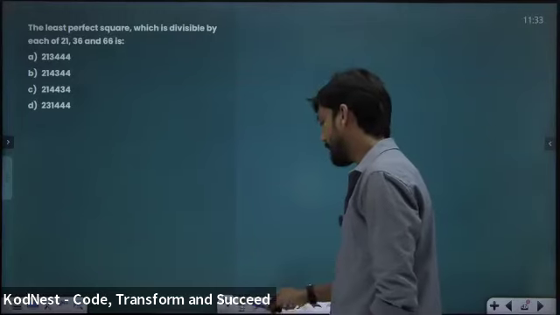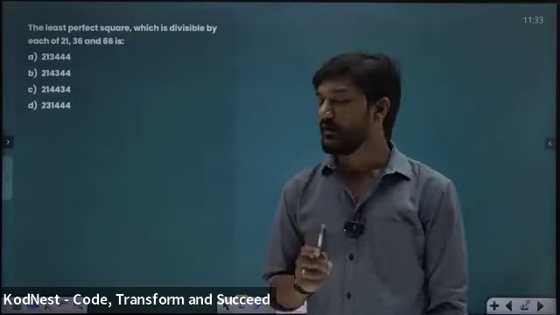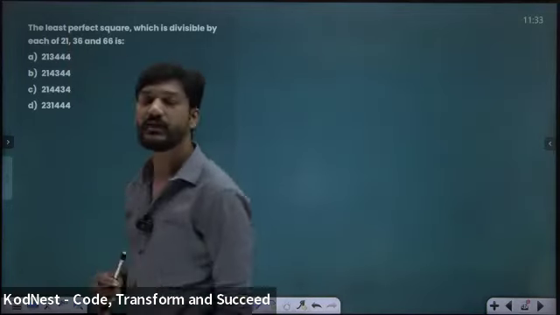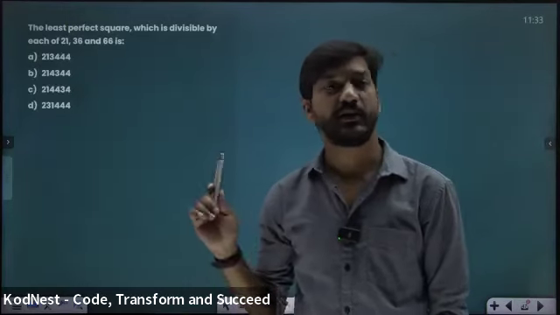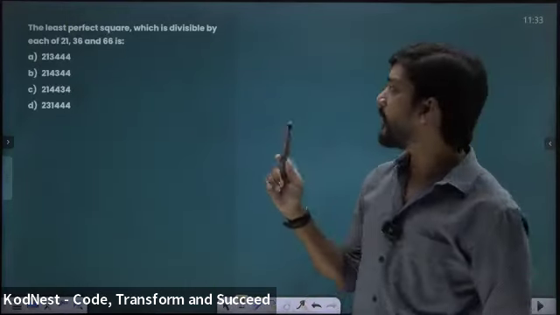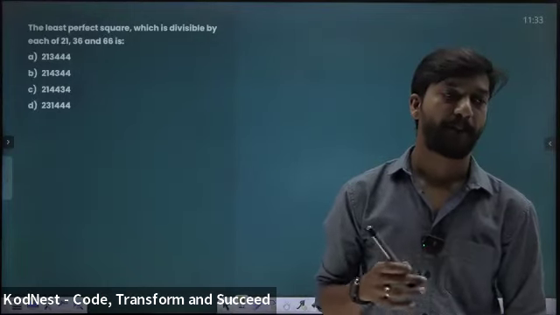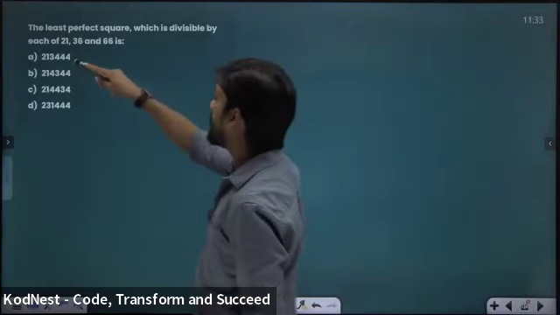Okay. So carefully answer. Will you divide these numbers by 21 and check? Would you divide by 21? Would you divide by 36? Or would you divide by 66? Would you divide? No. Okay, so don't divide by these numbers.